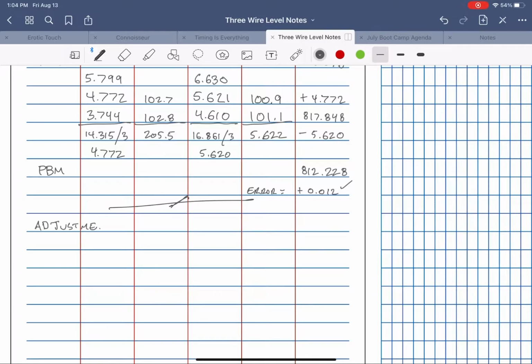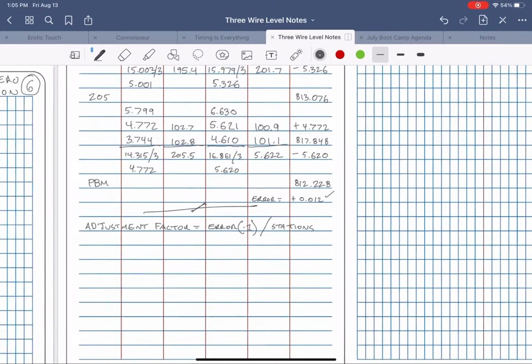Let's go ahead and figure out what our adjustment factor will be. The adjustment factor is made up of our error, multiplied by -1 for a change of sign, divided by the total number of stations run through in the level loop.